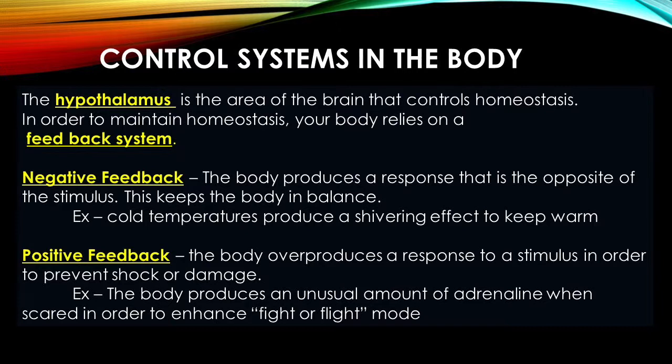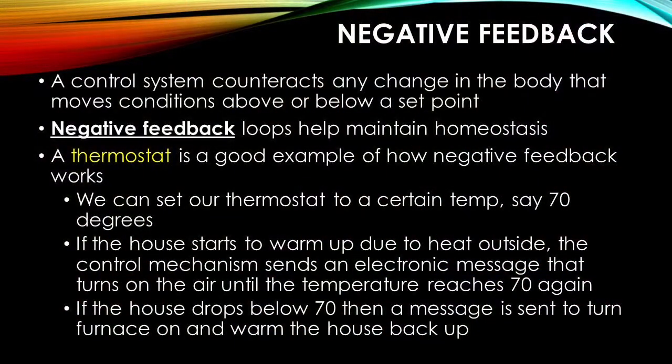Underline the word balance. So a good example is what we talked about earlier, the sweating and the shivering. The body's trying to maintain the normal body temperature of about 98.6 degrees Fahrenheit. A positive feedback system, on the other hand, overproduces a response to a stimulus, so it amplifies a response. This is like when your body produces an unusual amount of adrenaline when you get scared. So remember, a negative feedback system counteracts any change in the body that has moved the body out of its normal set points. Negative feedback helps to maintain homeostasis.